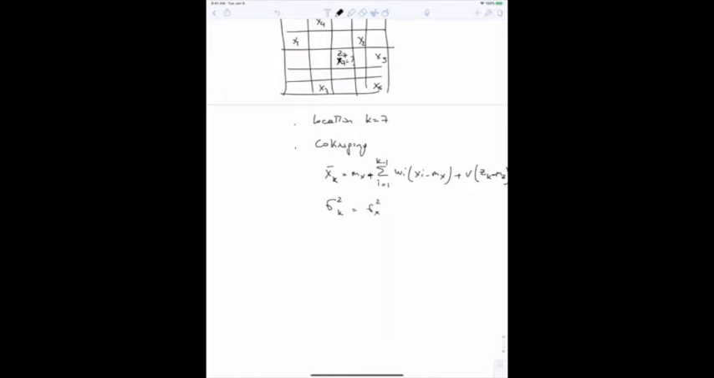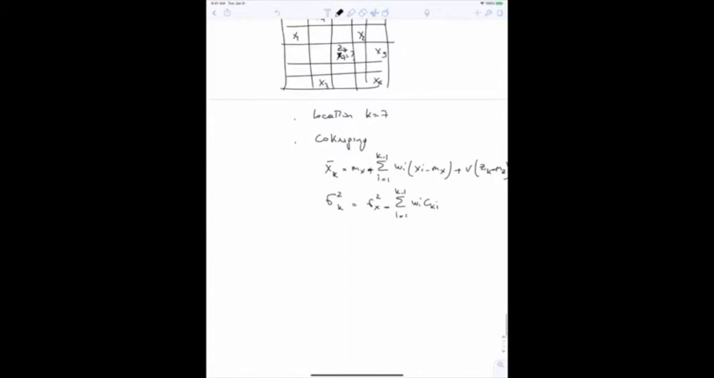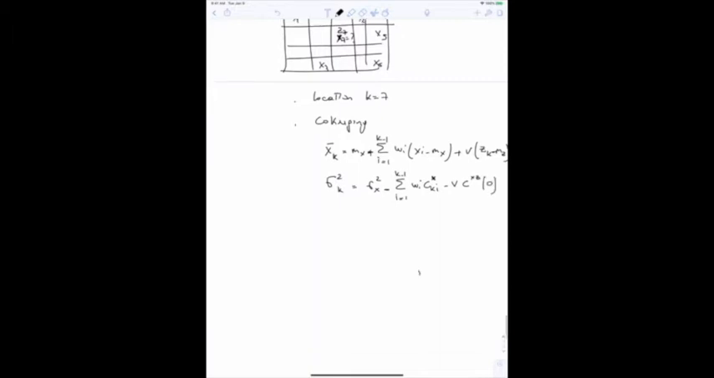This is sigma x squared minus the sum for i that goes from 1 to k minus 1 of wi times cky. And then we have minus v times the cross correlation of x and z. So this one here is the covariance function of x, assuming that the distance is equal to 0.